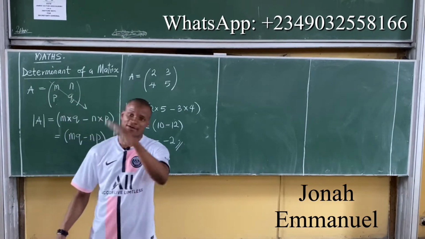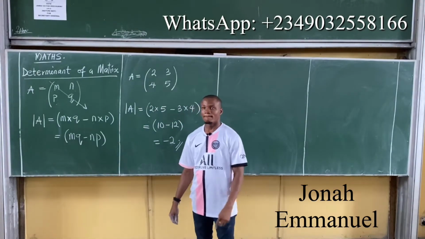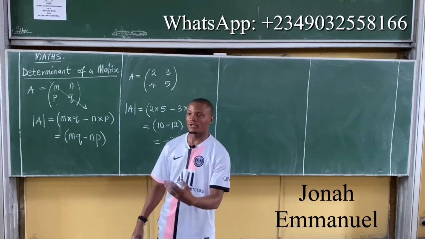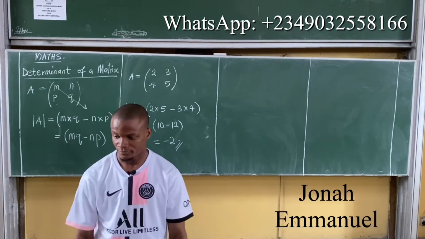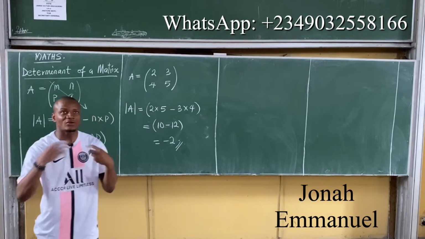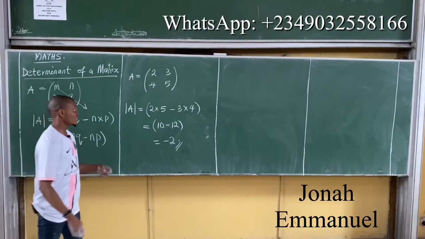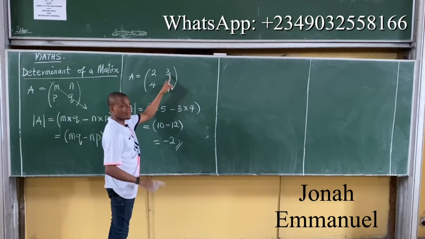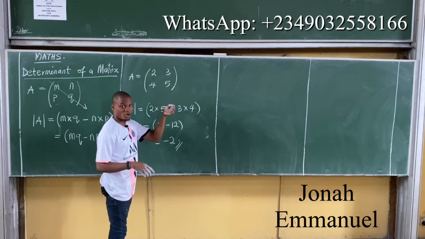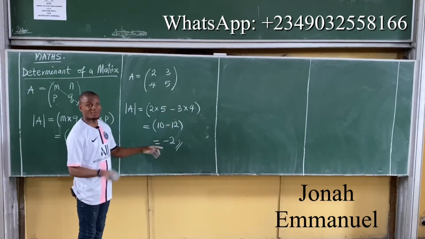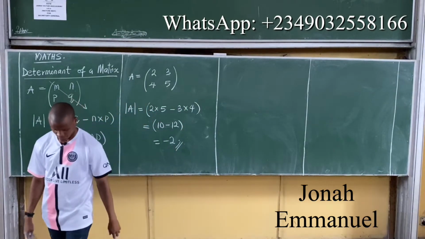That's the principle: principal diagonal minus the other one. Copy down, please. Let's proceed. This is why I'm shouting principle. Don't mix it. If you mix it up, you don't have the correct answer. For instance, if you now take 4 times 3, 12, minus 2 times 5, 10, gives you 12 minus 10, which is plus 2, which is wrong. The answer is minus 2, not plus. Don't mix it. It's principal diagonal first, right hand first, minus left hand.